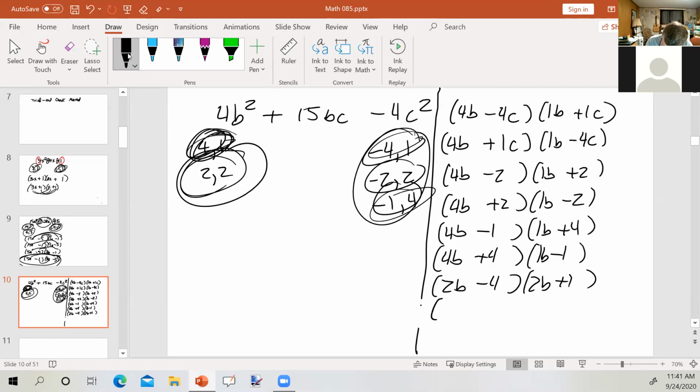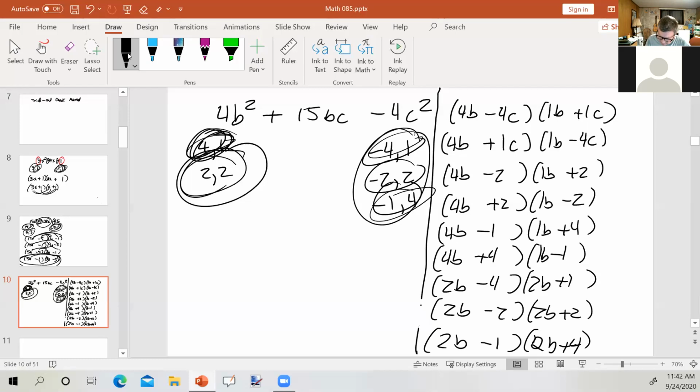I've also got what? 2b and 2b minus 2 plus 2. Switching it around is going to give us the same result. 2b, 2b minus 1 plus 4. So I've got, let's see, 9 possibilities.